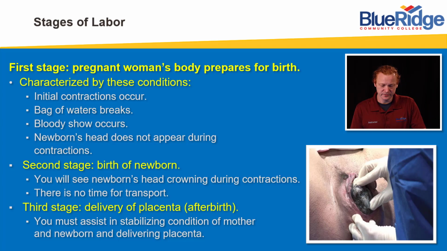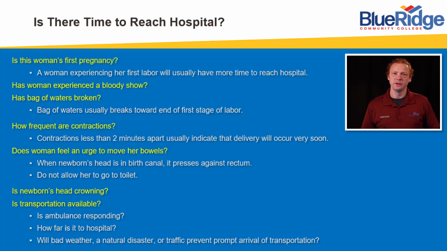During the third stage of delivery, the third stage involves delivery of the placenta or the afterbirth, and you must assist in stabilizing the condition of the mother and the newborn during the delivery of the placenta. In most normal deliveries, one question that you need to be asking yourself is, is there time to reach the hospital? Do we stay here and deliver the baby, or do we have time to transport? We're not going to run lights and sirens with a pending delivery, except for a very small number of circumstances.